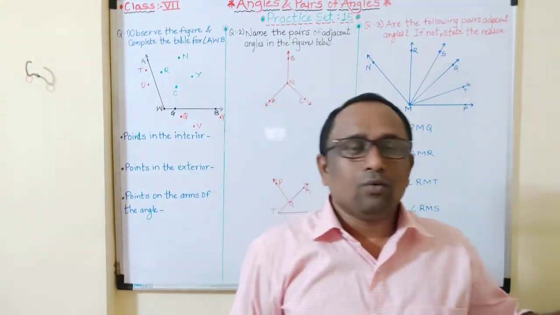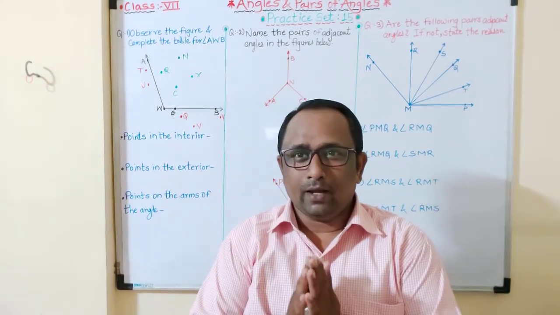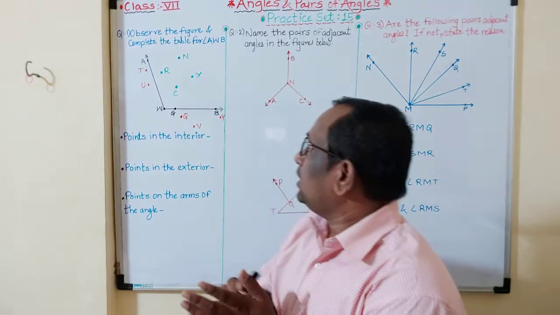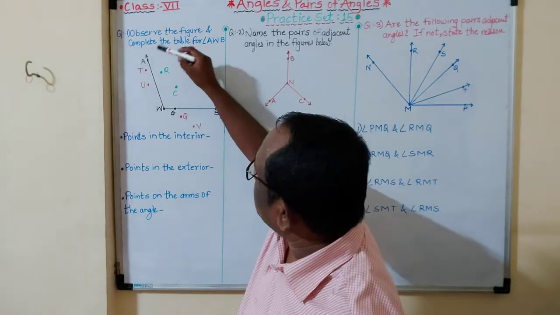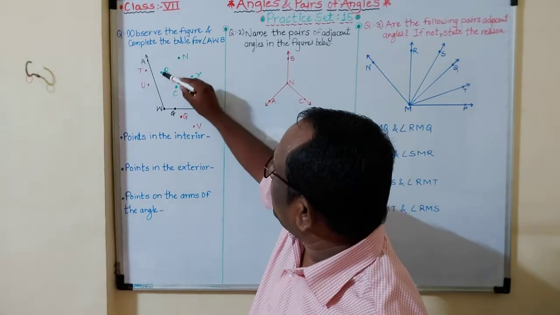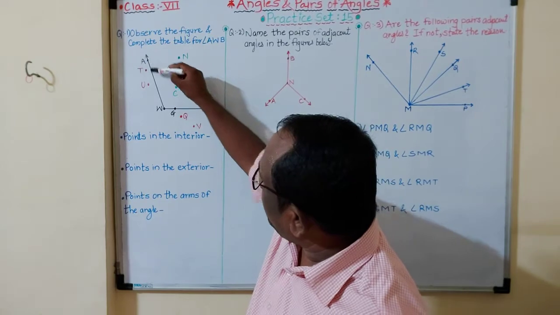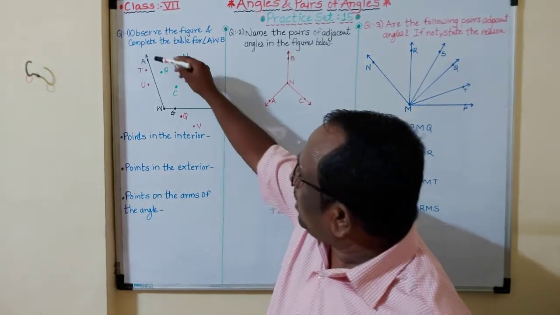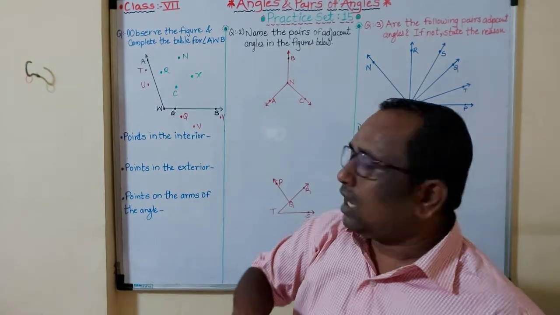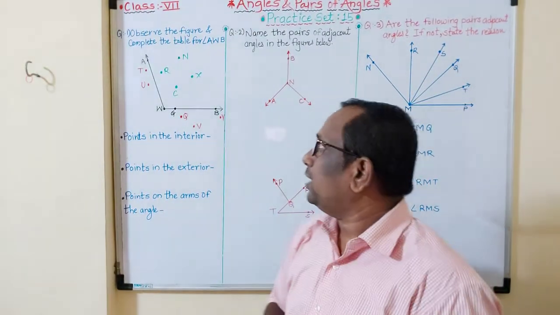In this chapter, we are going to learn first the interior and exterior of an angle. So look here in this figure. This is the angle AWB. Some green points are here, some red points are here, and some black points. The black points are on the angle, or you can say on the arm of the angle.